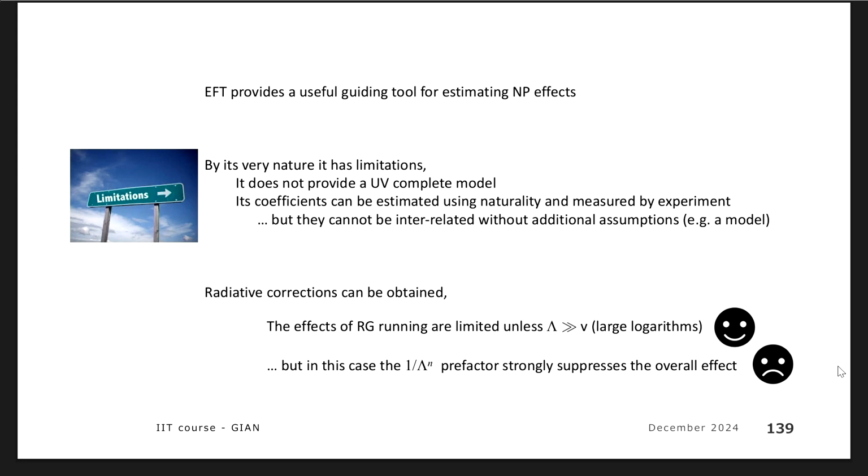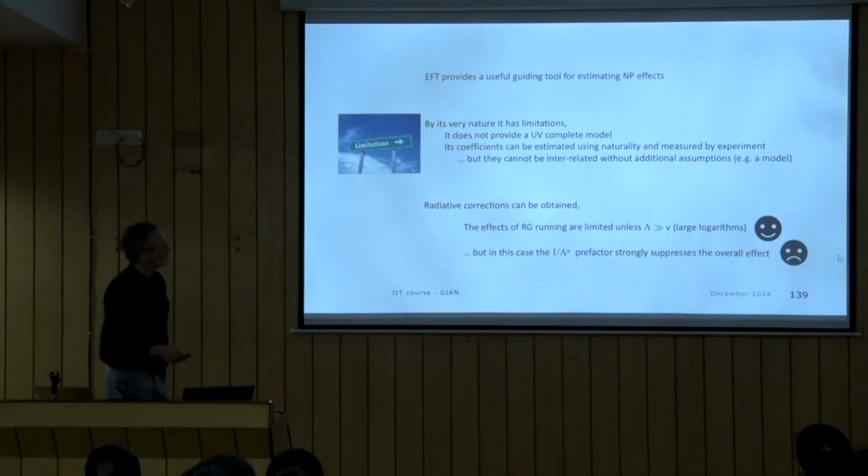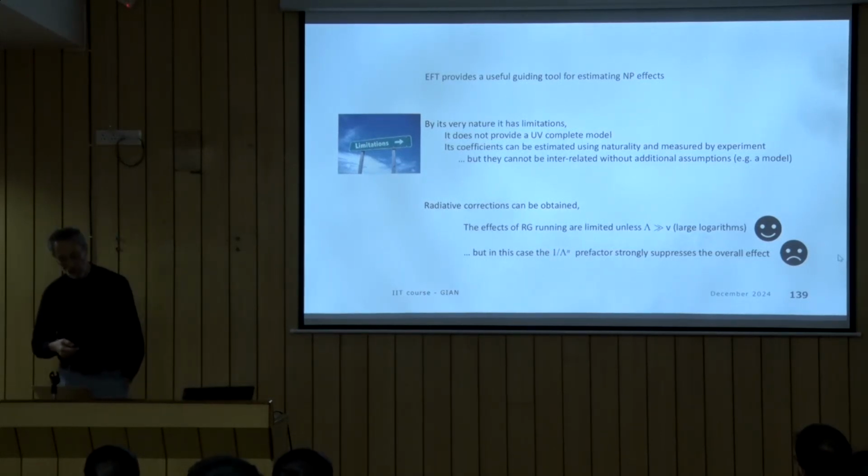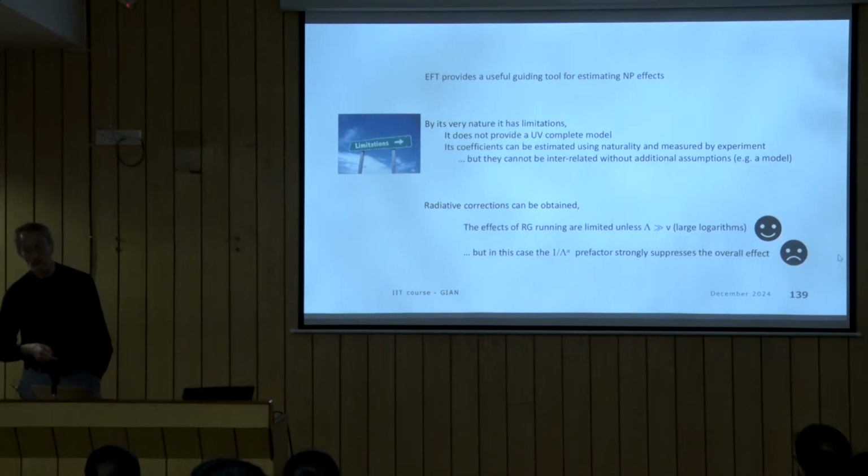Radiative corrections can be obtained. The effects of the renormalization group are limited unless lambda is much larger than v. That is, unless you run from a very large scale to the electroweak scale. Okay, they can be, but in this case, the 1 over lambda to the n prefactor can suppress the overall effect. So the overall effect of the renormalization group running of coefficients is minor unless there is a huge mass gap.